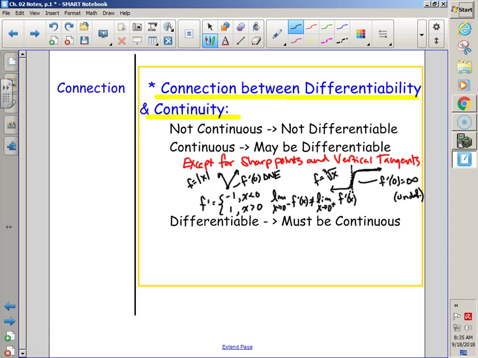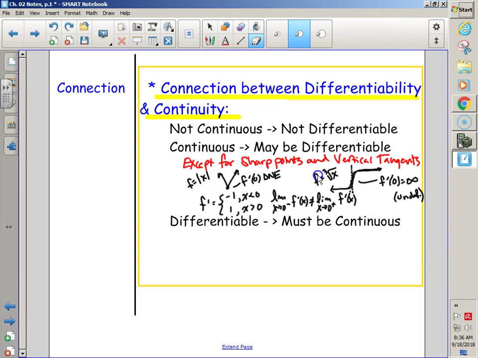This one, sharp point, the derivative does not exist because the pieces have different slopes as you come in towards it. This guy, the derivative does not exist because it's infinite. And if we were to have the derivative, we'd see that in that you would plug in and get a number over 0.